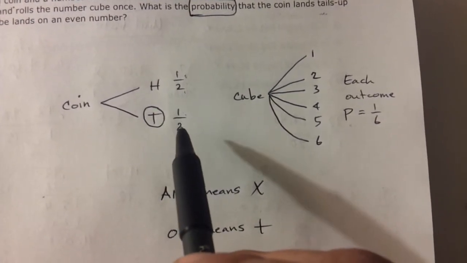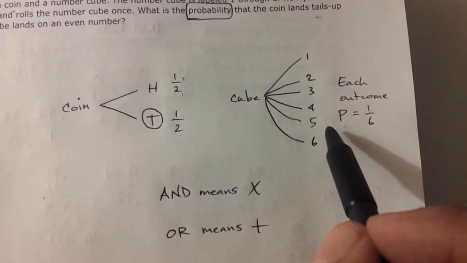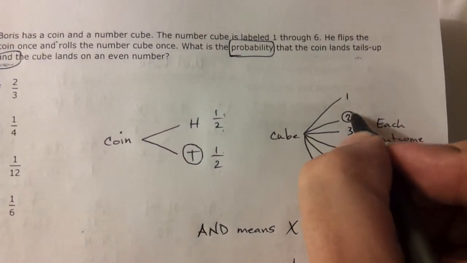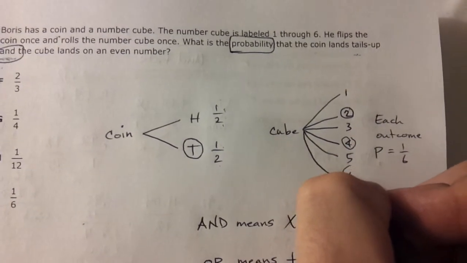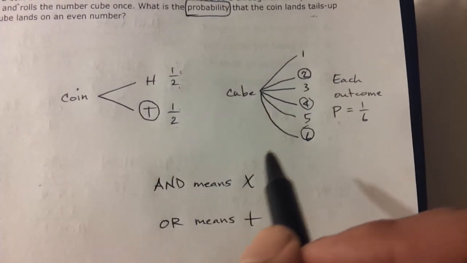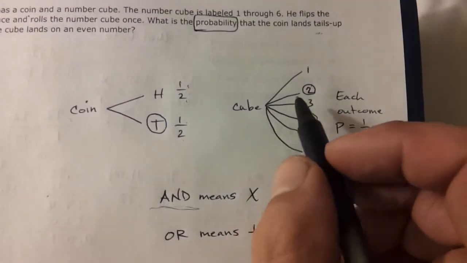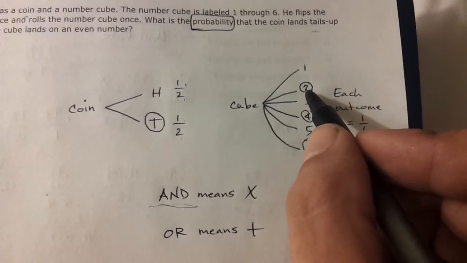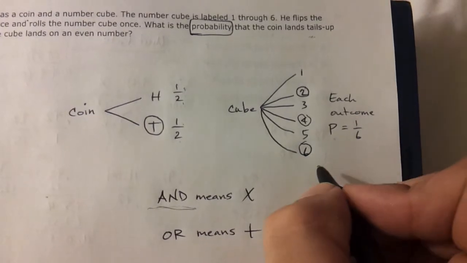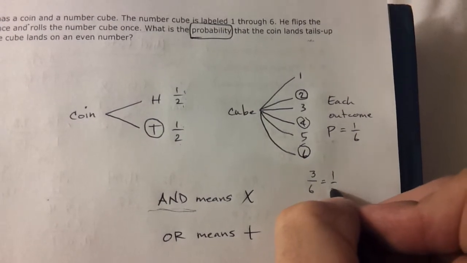"And" is going to mean you're going to take the simple probability of one event and multiply it by the simple probability of the other event. In this case, they're asking us the cube lands on an even number. So the even numbers are 2, 4, and 6. If they had said "or," that means we would have added them, but this question just deals with "and." So the probability the cube will land on an even number is, well, I just add them up. 1 out of 6 plus 1 out of 6 plus 1 out of 6 is equal to 3 out of 6, which is equal to 1 out of 2.